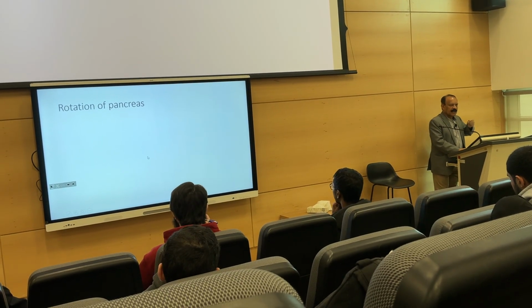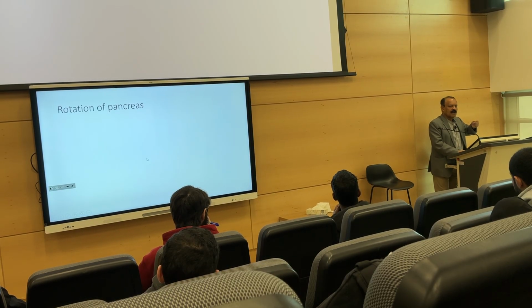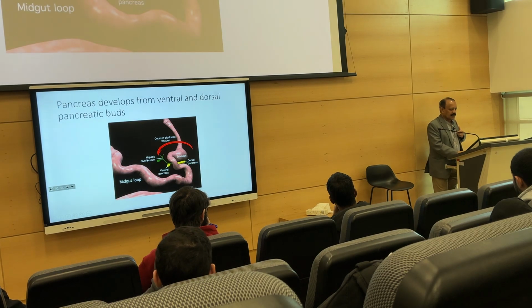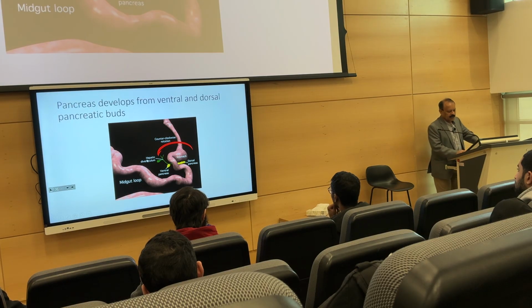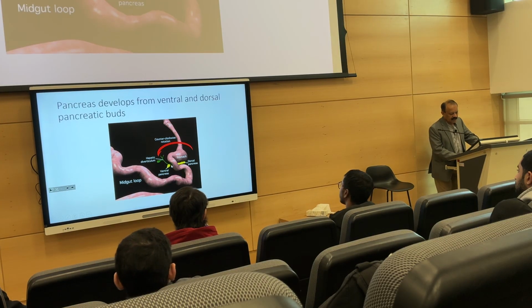Remember, the pancreas and duodenum form after the stomach is formed. The stomach is formed after the esophagus is formed. The esophagus is formed after the pharynx is formed. So step by step, now I'm doing the duodenum. This is the duodenum part, and these are the.